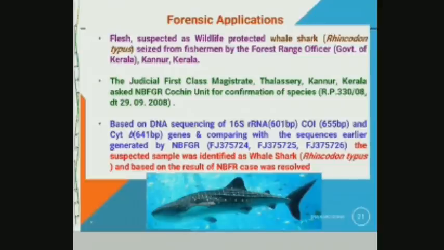In that kind of scenario, they approach this molecular tool to validate that the meat that has been caught is of whale shark only. Here, barcoding was done using COI and also 16S rRNA and cytochrome B. For further validation we used three genes, and the meat portion sent by the forest officials was identified as whale shark only.